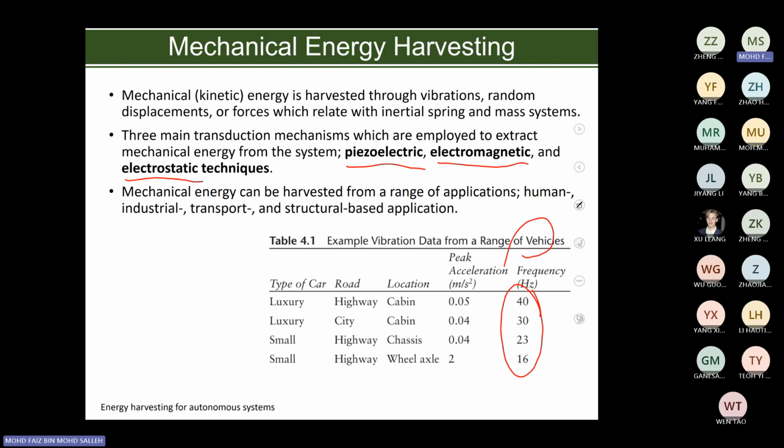But until today, we cannot see it implemented widely. Maybe some research puts piezo on the road, and then the car moving can generate electricity. And sometimes if you go to the science museum, they put on a stand. When you walk on that, it generates the light for the stand.